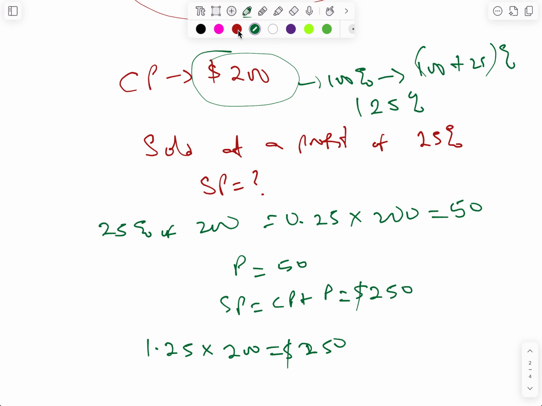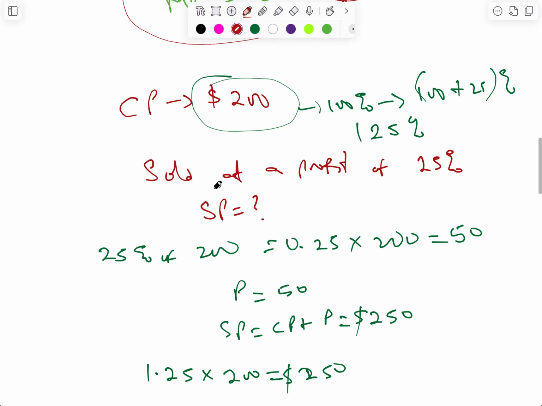Now the same thing if it is the case of loss. Let's say that somebody sold this thing at a loss of, let's say, 22%. So what do you do? You do 100 minus 22. When you do 100 minus 22, that's 78. So that means that the selling price of this thing is 78% of 200, and that will be 0.78 multiplied by 200, and that will be 156. That means that this good will be sold for 156 US dollars. So that is how you manipulate your way around percentage.